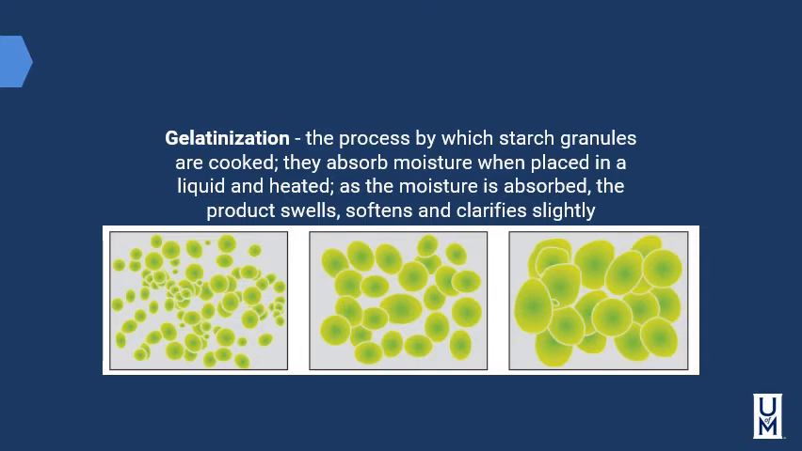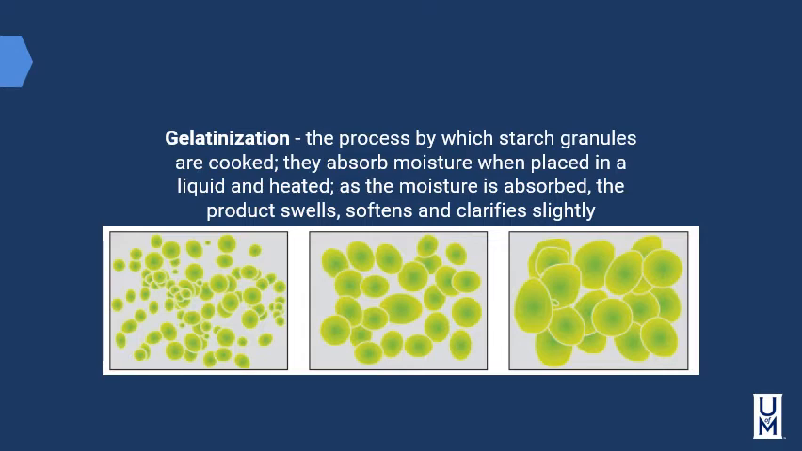Gelatinization occurs gradually over a range of temperatures, between 150 and 212 degrees Fahrenheit, or 66 to 100 degrees Celsius, depending on the type of starch. Starch gelatinization affects not only sauces or liquids to which starches are added for the express purpose of thickening, but also any mixture of starch and liquid that is heated.